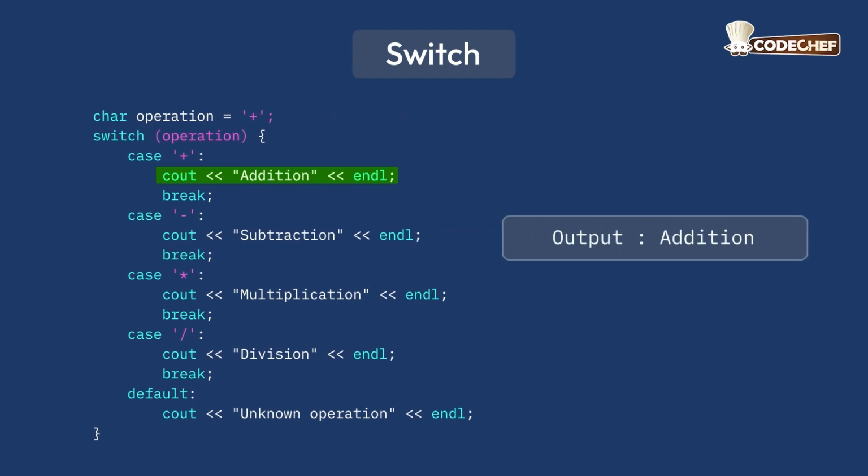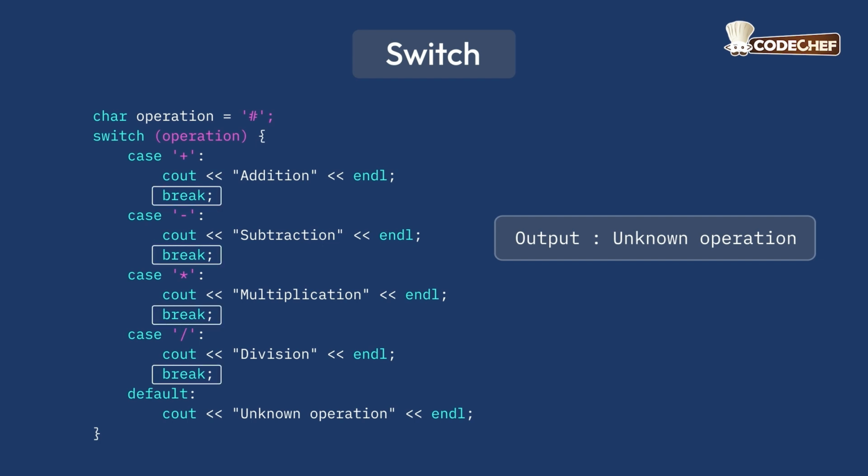Now, if you change the value of operation to minus, multiply or divide, the program will print subtraction, multiplication or division respectively. If the value is anything other than these, like hash, it will execute the default case and print unknown operation. Notice how each case ends with a break statement.